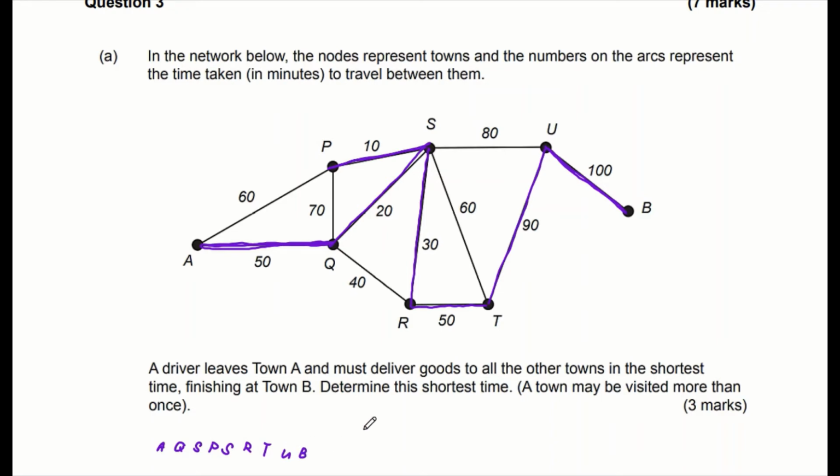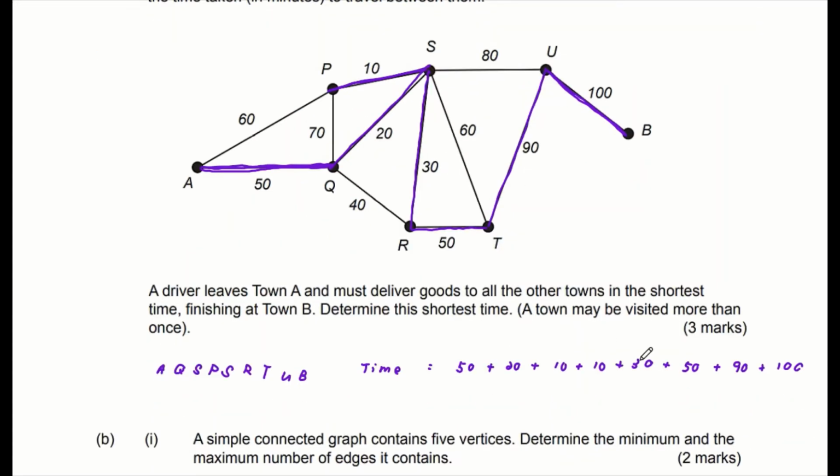Alright, so in the exams, if you have more time, you can try to check other routes and see whether you get a shorter answer as well. So after you get this, try to calculate. So 50, 20, you can write down the working. 50 plus 20 plus 2 times of 10, 30, 50, 90, and 100. Alright, and it's time to practice your mental calculation as well. So 80, 120, 170, 260, and then plus 100, and that will give you 360 minutes. Alright, so that's the way to do that.